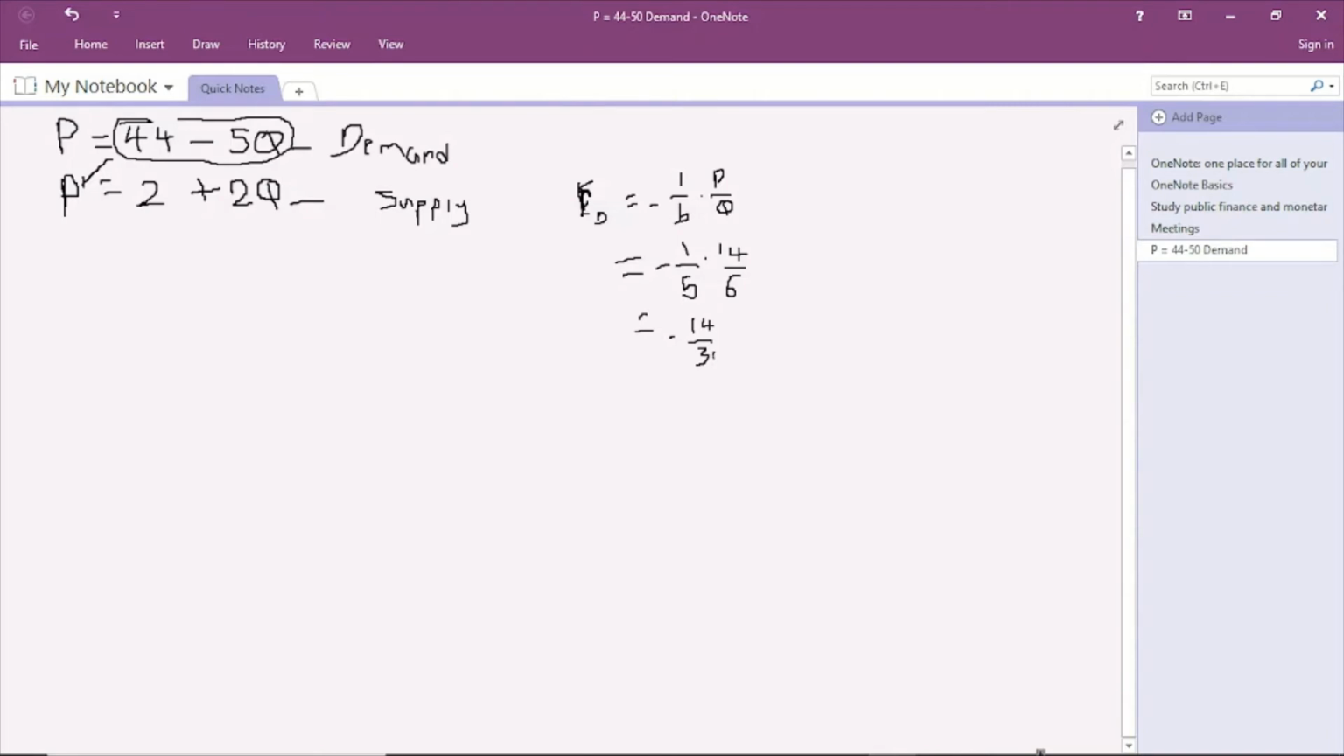Is there any number that can divide into 30 and 14? So let's see. Yes, there is a number that can divide 14 and 30, and that is 2. So you have negative 7 over 15. So negative 7 over 15 is our elasticity of demand.